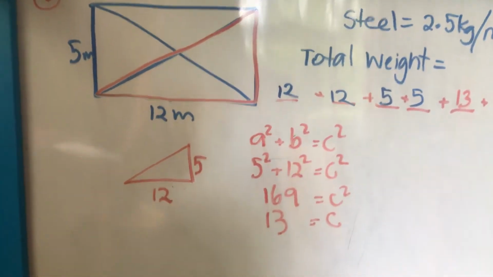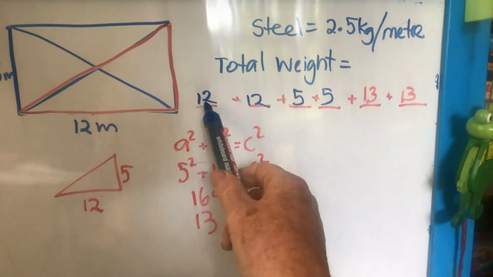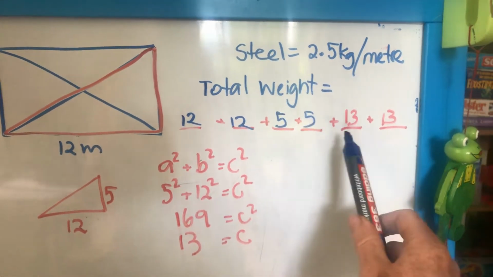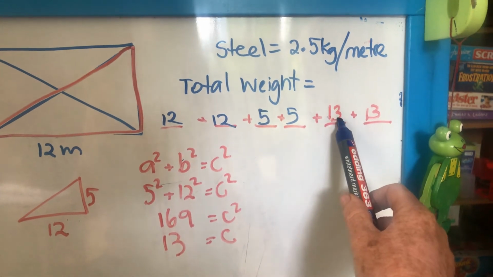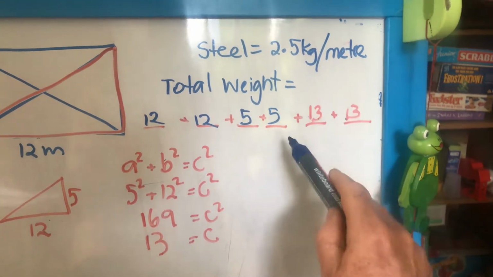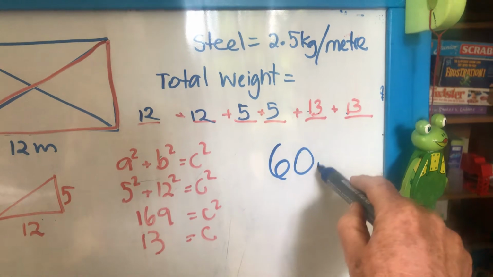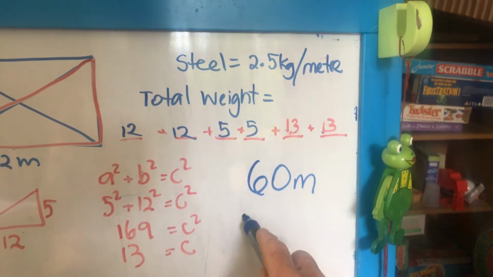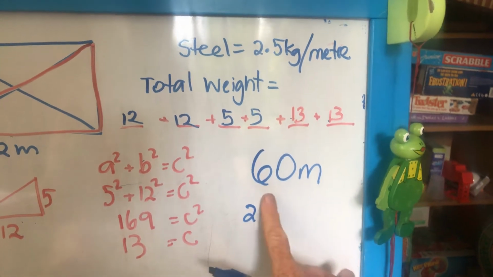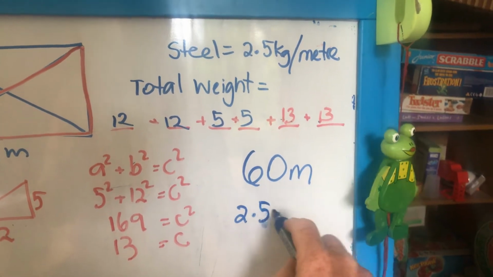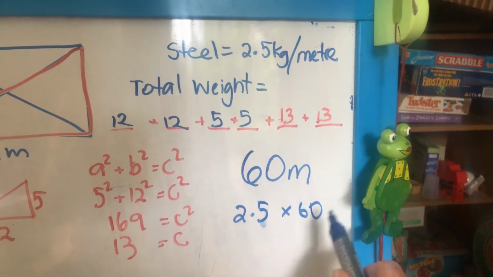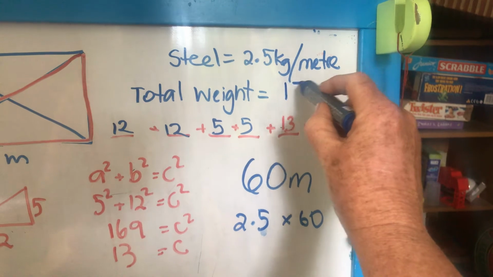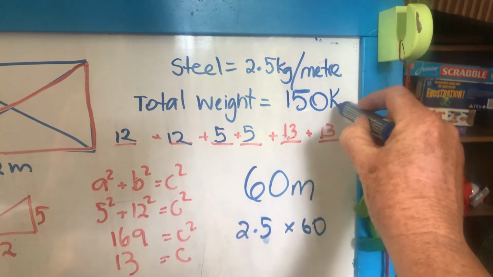So now we can work out what's the total metres. 12 and 12 is 24, 34, 44, 47, 57, 60. So it's 60 metres, 2.5 kilograms per metre. So it's 2.5, whoops, it's going to be a dodgy 5. 2.5 times 60 metres. 60 times 2 is 120, and another 30 is 150 kilograms.